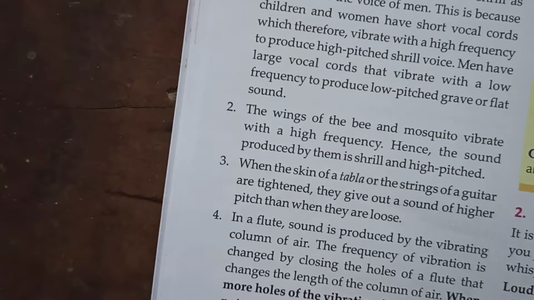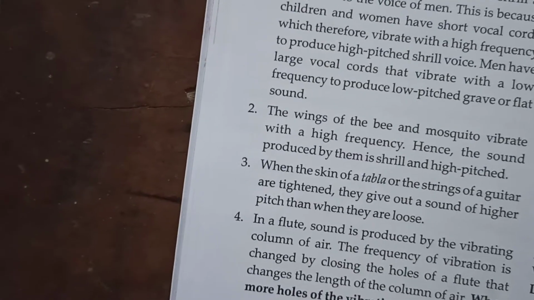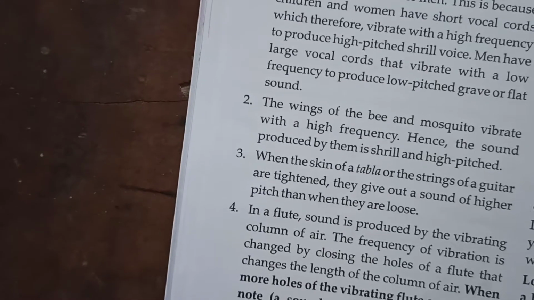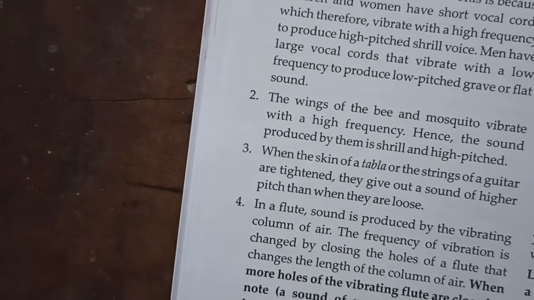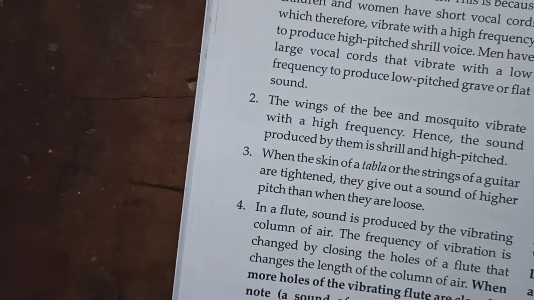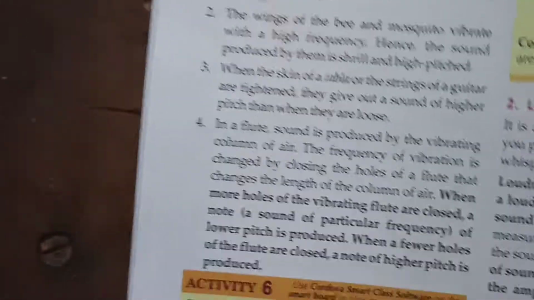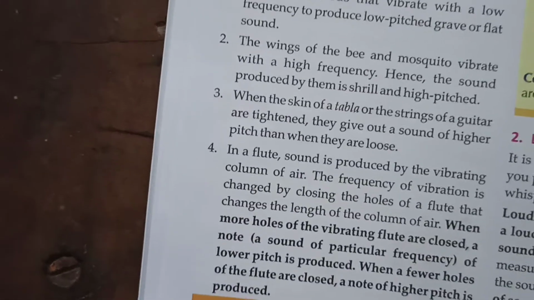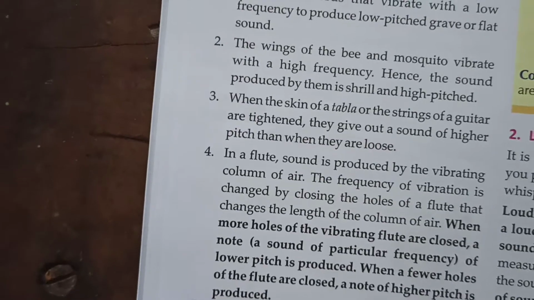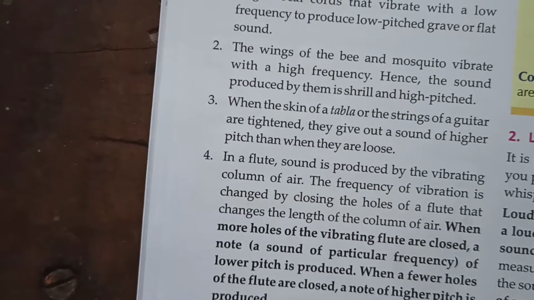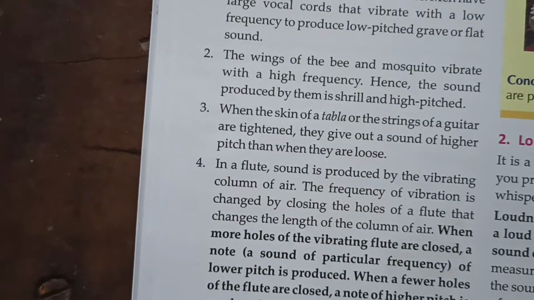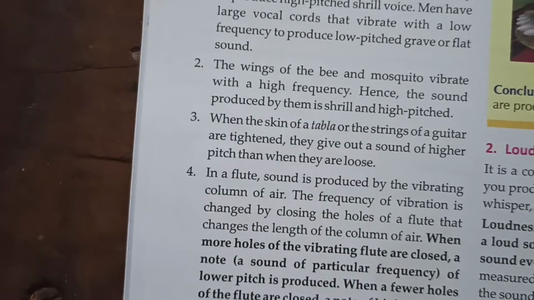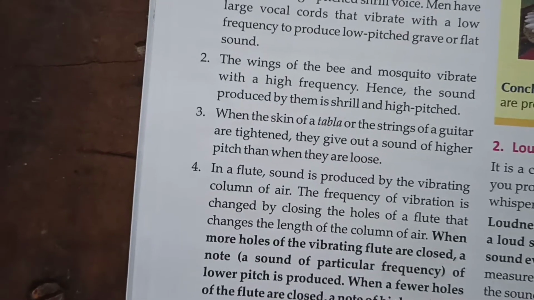pitched shrill voice. Men have large vocal cords that vibrate with a low frequency to produce low pitched, grave or flat sound. The wings of the bee and mosquito vibrate with a high frequency. Hence, the sound produced by them is shrill and high pitched.